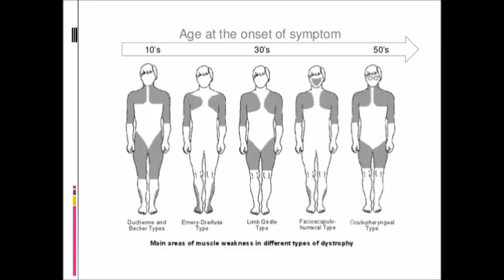This sketch will show you the different time at which the onset of symptoms happen with different muscular dystrophies. So you see the earliest is Duchenne and Becker types, then comes Emery-Dreifuss and limb girdle in the middle, and then come facioscapulohumeral and oculopharyngeal. They are at all the ages.